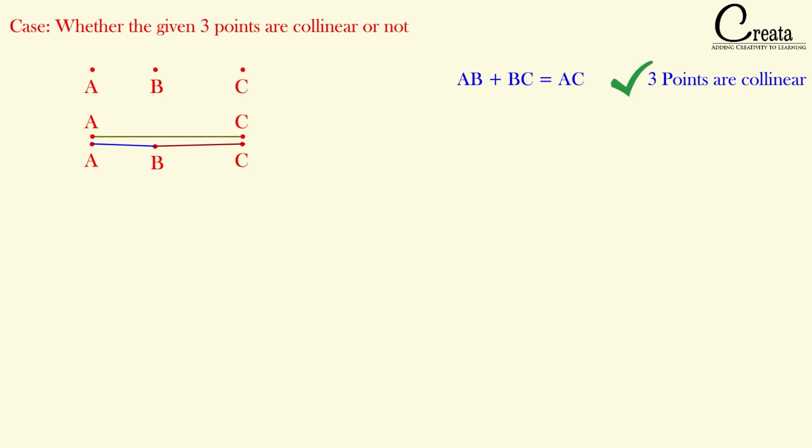If this point B is slightly above or below, then AB plus BC will not be equal to AC. It means they are not on a straight line. Then the triangle will be formed. Got it? So this is the condition to check whether the points are collinear or not: AB plus BC is equal to AC. Are you understanding? In the triangle, the sum of two sides should be greater than the third side. In the collinear case, the sum of two sides should be equal to the complete length AC.